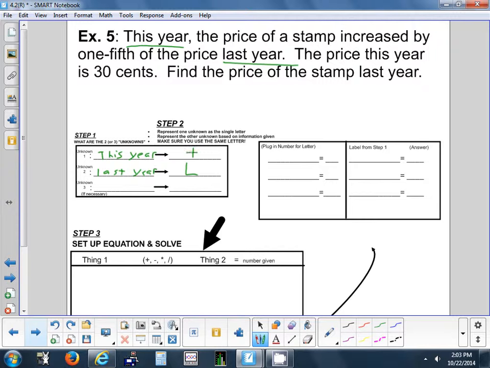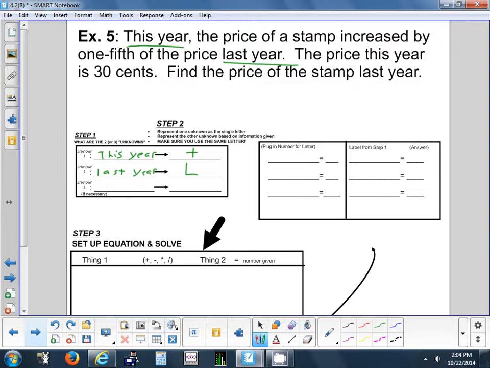Okay, now when you increase the price of something, you have to take what the original price was and then increase it. What was the original price last year? L. Yeah, so right now we know the price this year is 30 cents. So it equals 30. But let's figure out how we would get that. Let's just keep reading that first sentence.